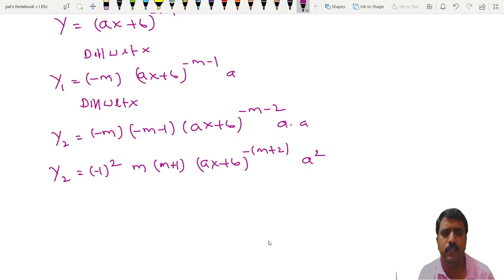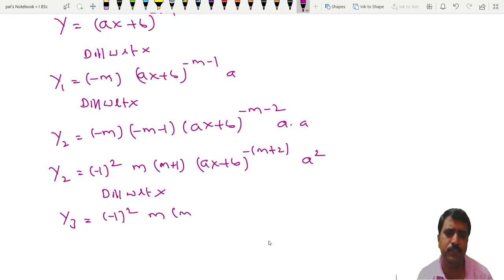Okay, so now you can generalize, or you can simplify again. If you are differentiating this again with respect to x, for better understanding, you differentiate one more time. So differentiation of y2 is y3. y3 is equal to minus 1 square, keep as it is, m into (m plus 1). You keep that as it is, they are constants.